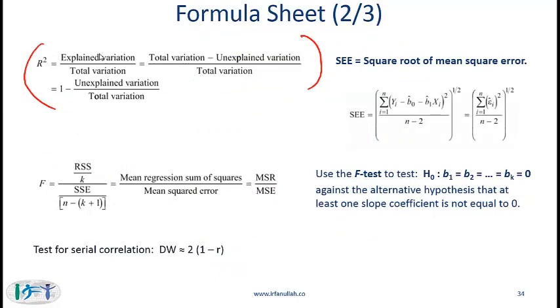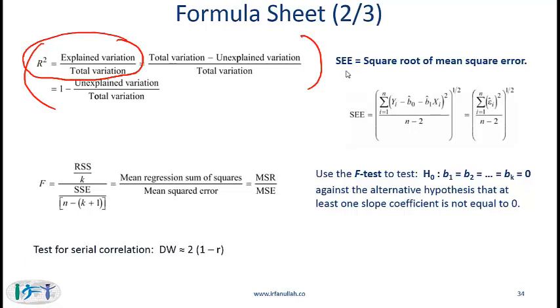R squared is simply the explained variation over total variation. And this formula makes it clear that a high R squared is good. So if you have a high R squared, that means that your regression equation is doing a good job of explaining the dependent variable based on the independent variable.